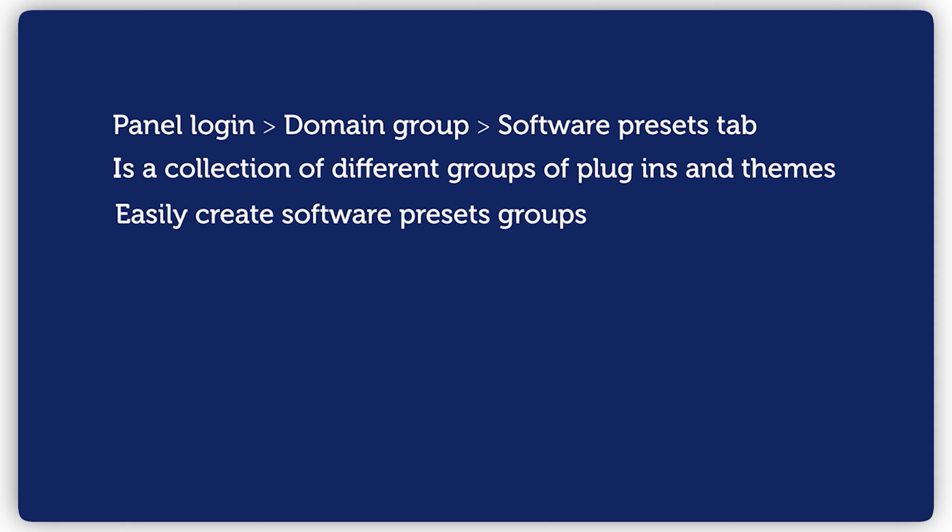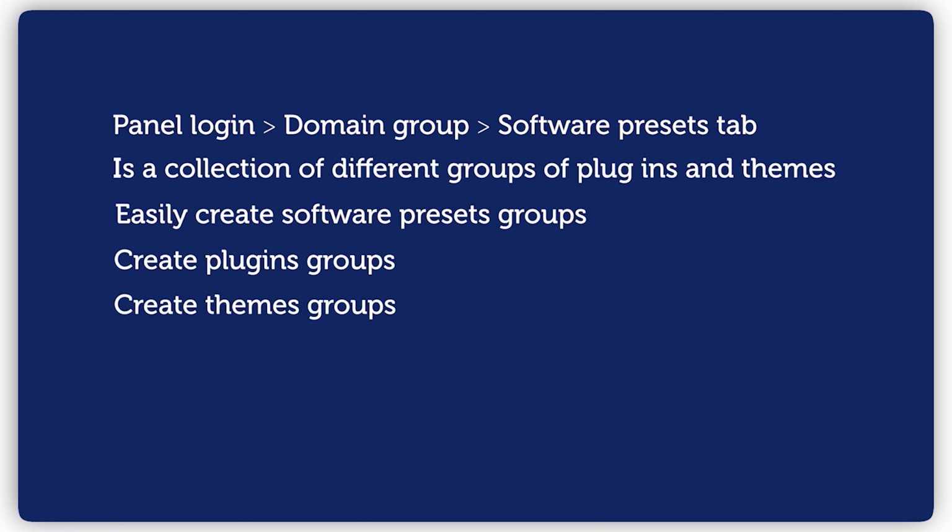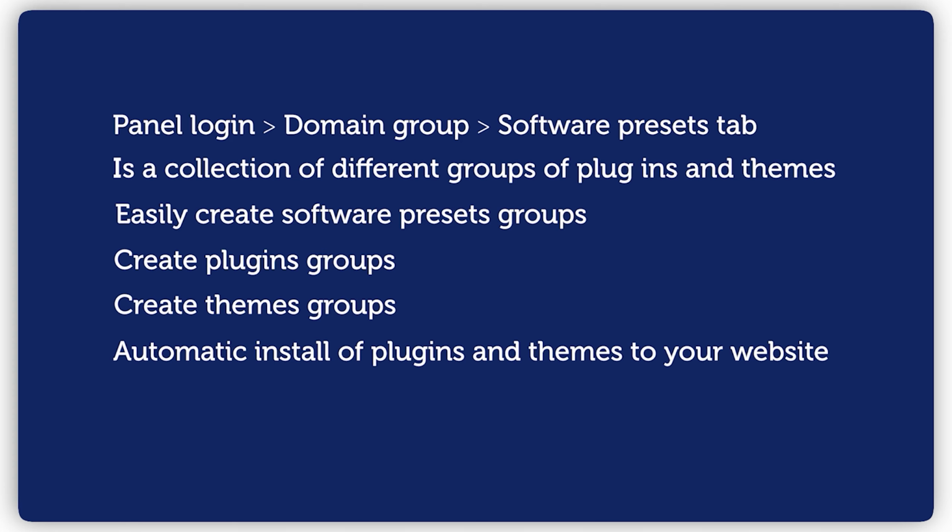Select name, item type, and action the installer will take where the software preset is being used. You can add plugins to plugins groups and themes to themes groups. Plus, you can also review the item, check out screenshots and item detail pages on WordPress.org. Process to automatically install plugins and themes to your website when using our shared hosting service.